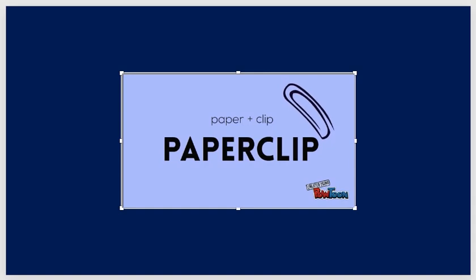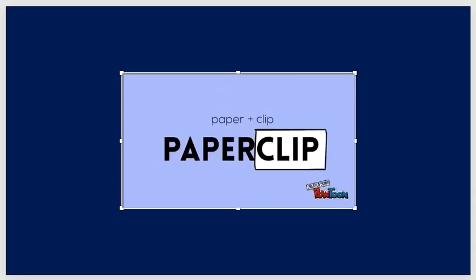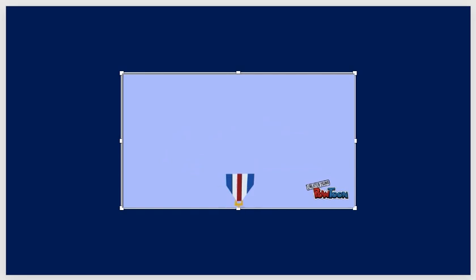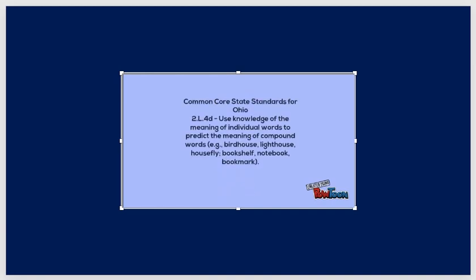Right, paperclip. But what does it mean? Remember to use your understanding of the two smaller words. A paperclip is a clip that holds together papers. Great job! Now you are ready to read and understand any compound word.